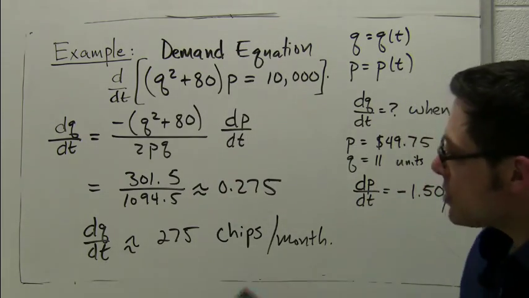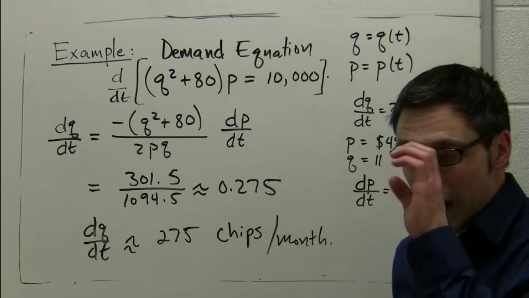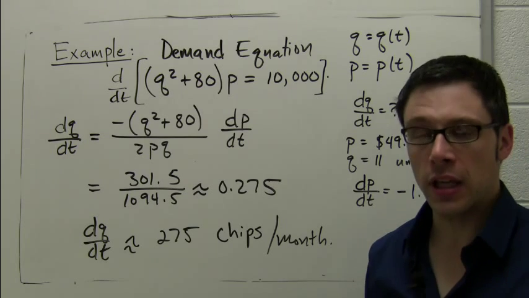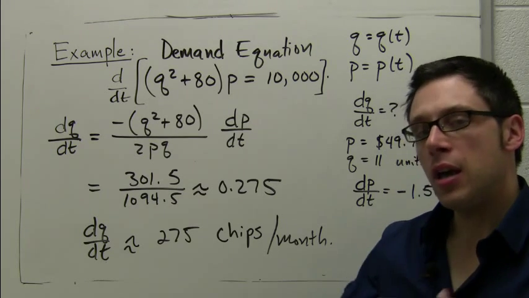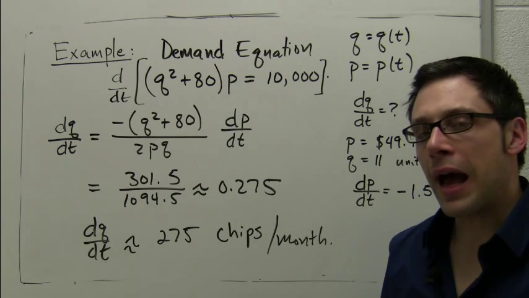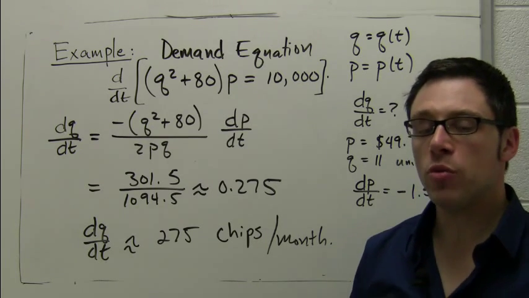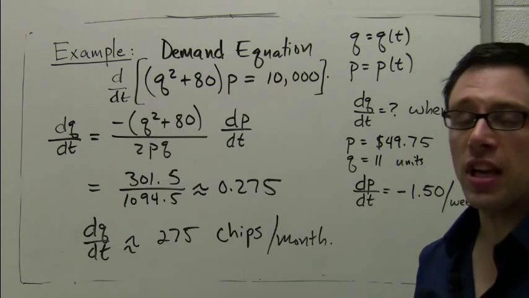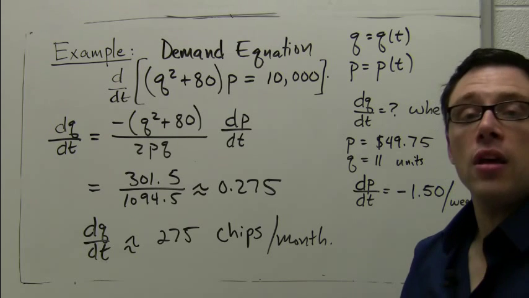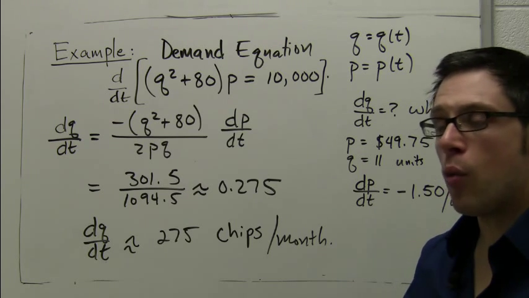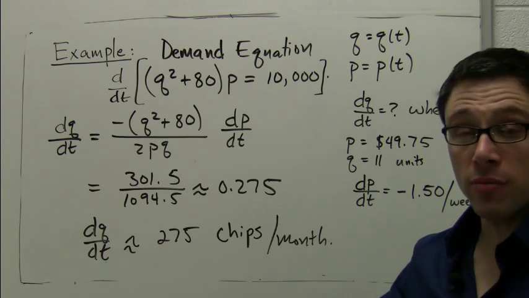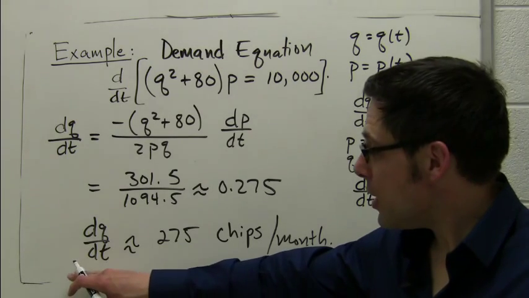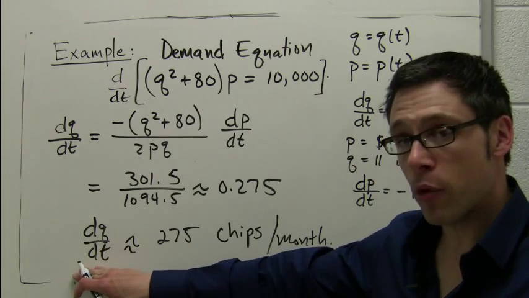So after I've done all of this, even though I don't know what Q is in terms of T, and I don't know what P is in terms of T directly or explicitly, I can still use related rates, implicit differentiation, to figure out how they relate to one another, how one is changing with respect to the other quantity. If I know that price is decreasing at a particular rate, then when these chips are priced at some particular value and the demand is at some particular level, I can give you at least a rough estimate of how the demand is changing at that one instant in time.